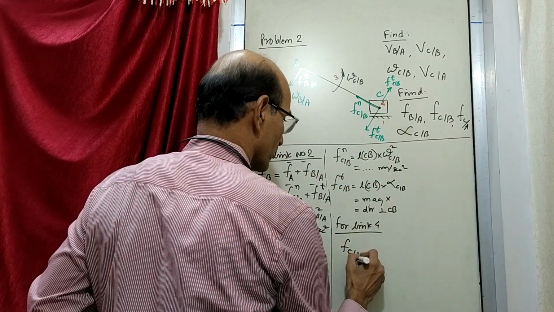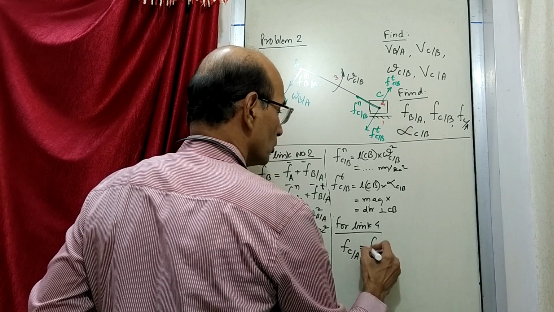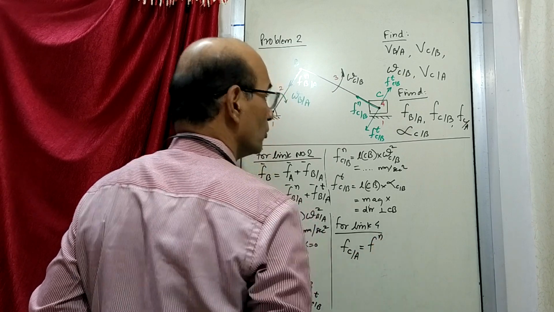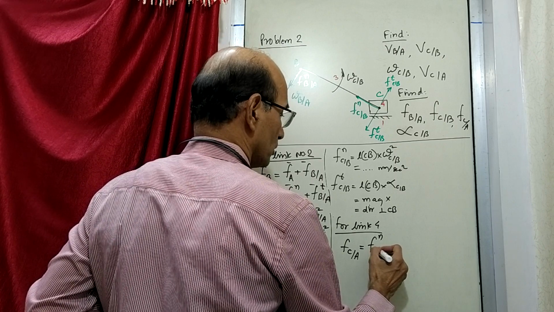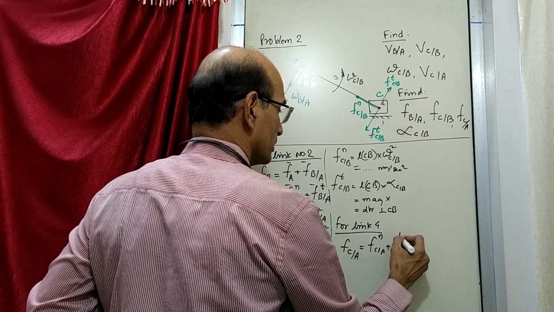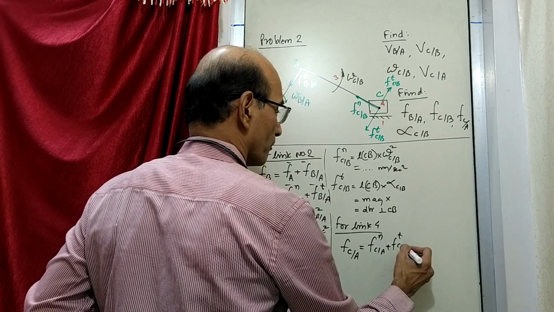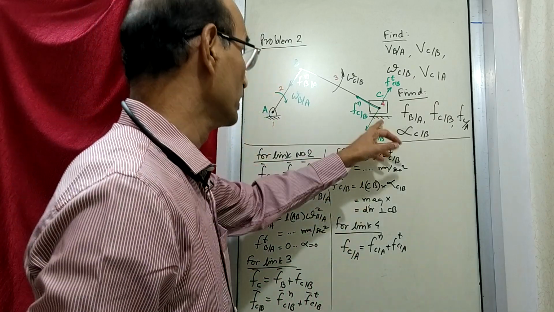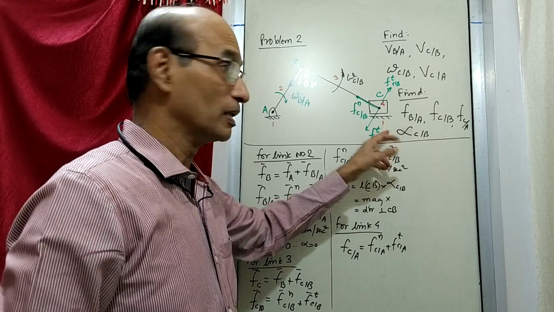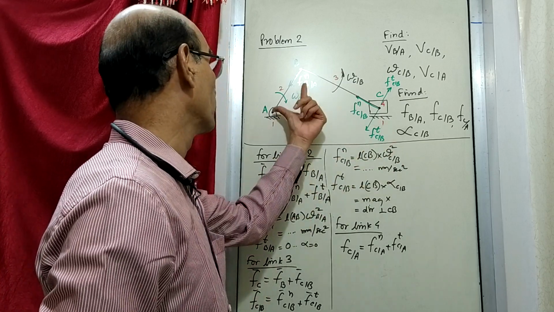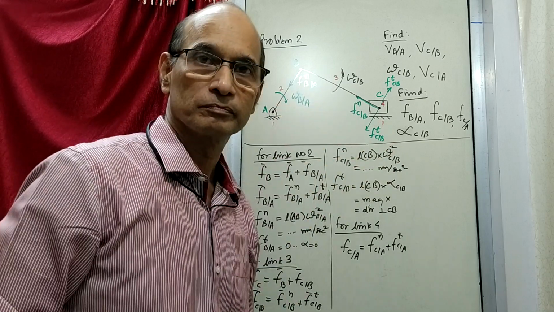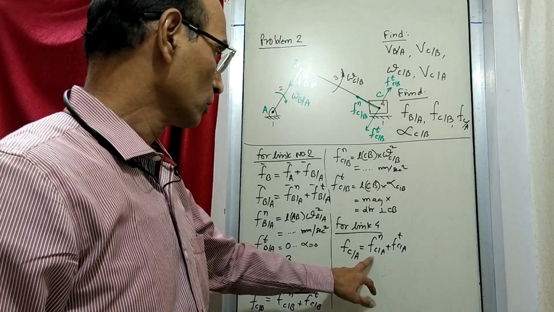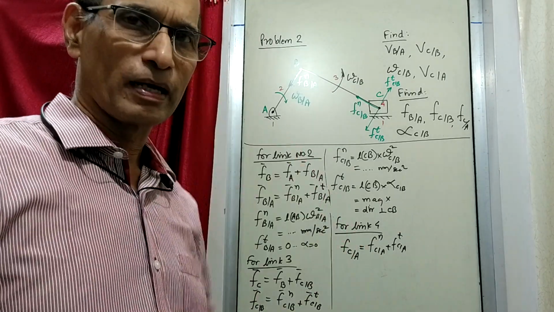That is equal to normal component and tangential component. See here, A point is not on the link, it is on the outside. Last time, A and B both were on the same link. Now normal component is r omega square.